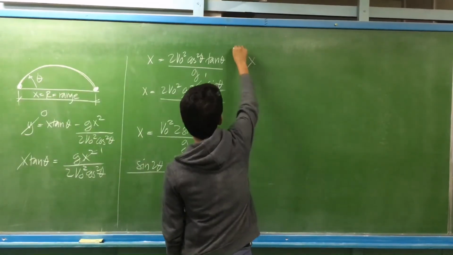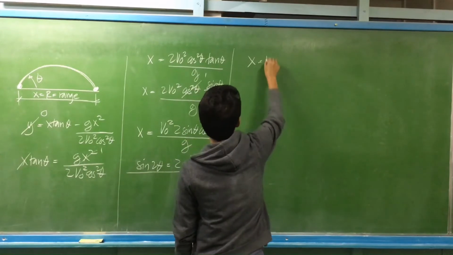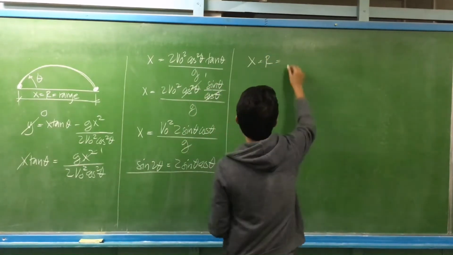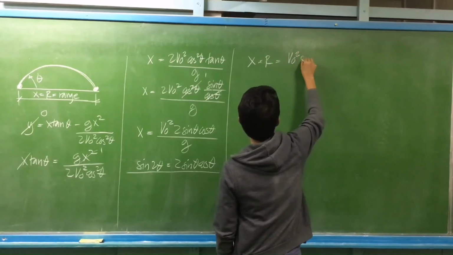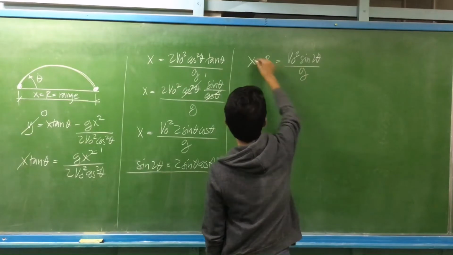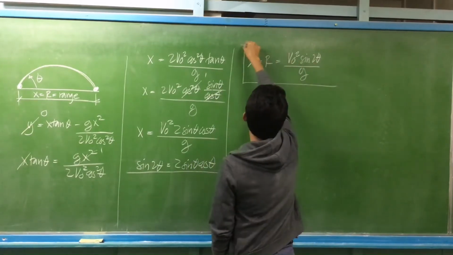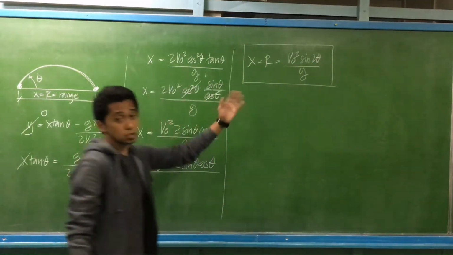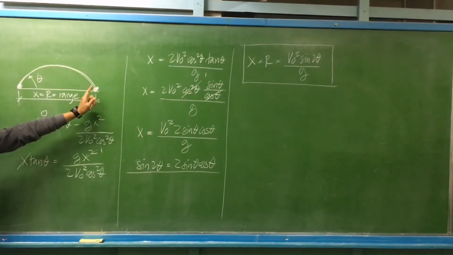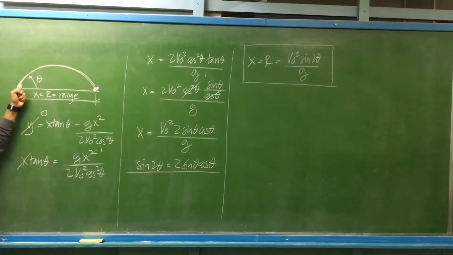In some references, they're using x, some are using r, equal to the initial velocity squared sine of 2 theta divided by the acceleration due to gravity. So this is the formula for the range for the case that the projectile will fall on the same elevation as the initial point. So let's have an example.